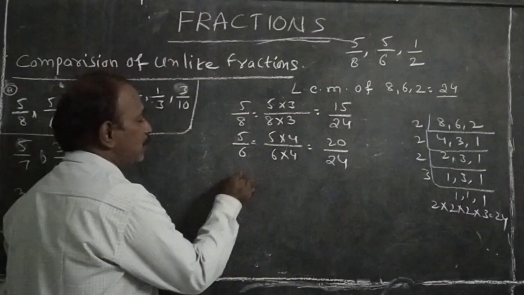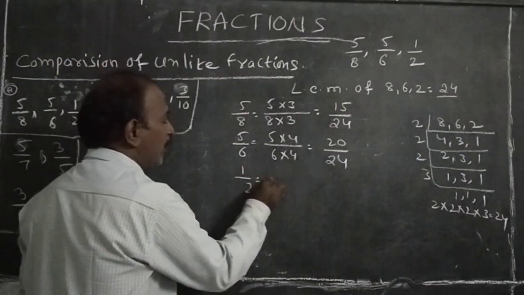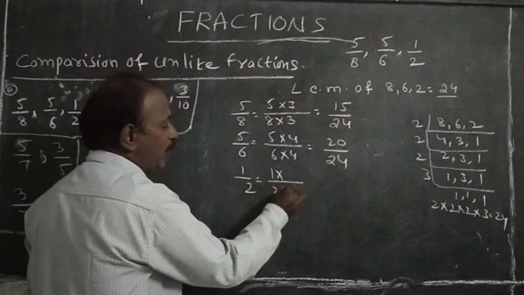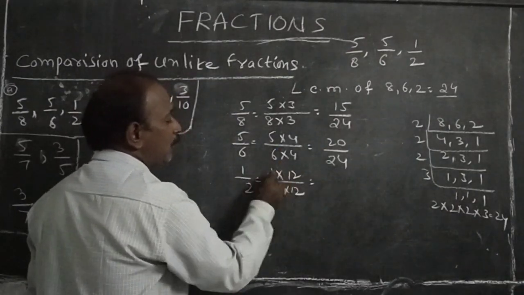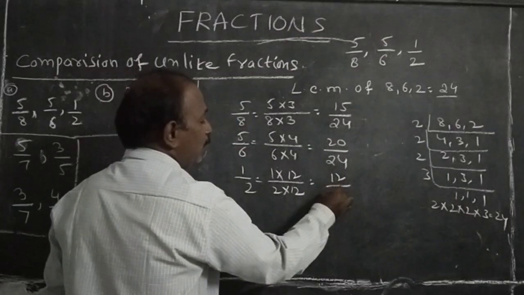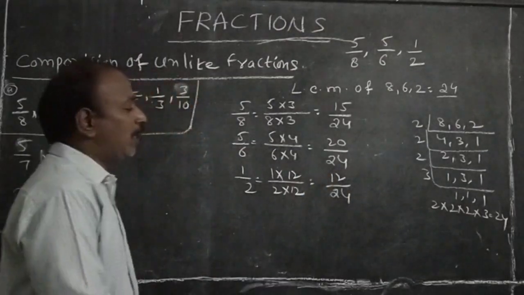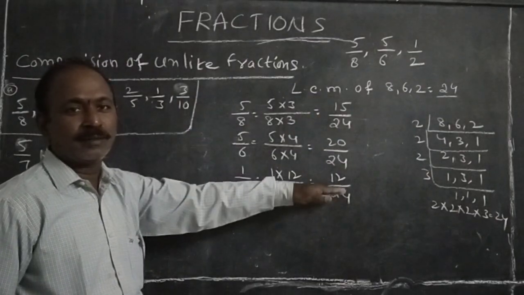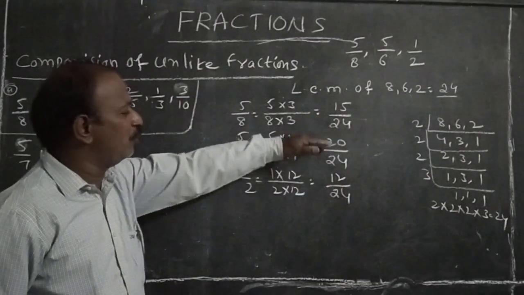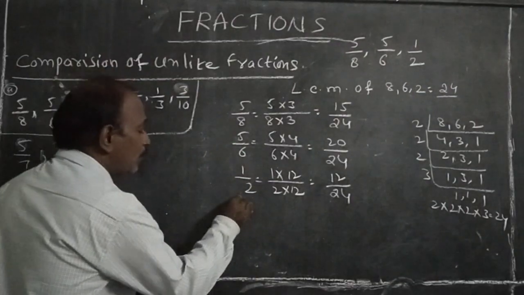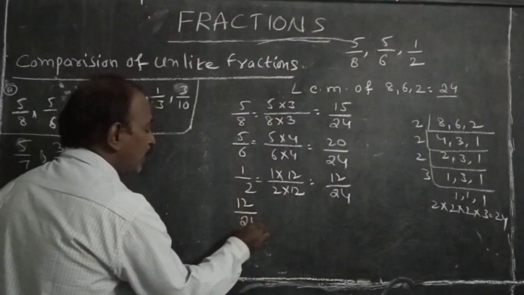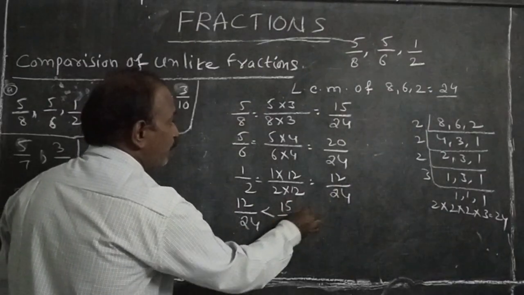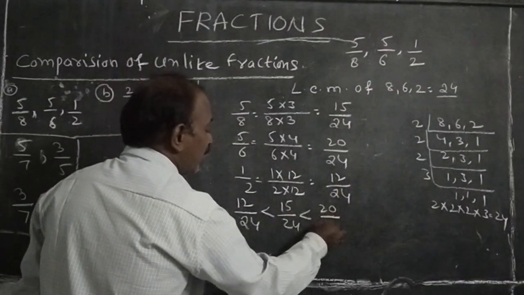What about the next one? 1/2. In the 2 table, 24, that is 12 times. 1 twelve is 12 by 2 twelves are 24. Here the denominator is 24, 24, 24. These are like fractions. Okay, compare the numerators. Which one is smaller? 12/24 is less than 15/24 is less than 20/24.